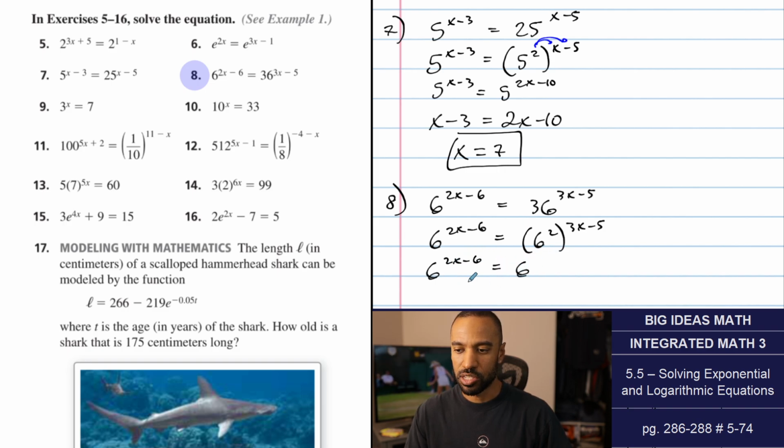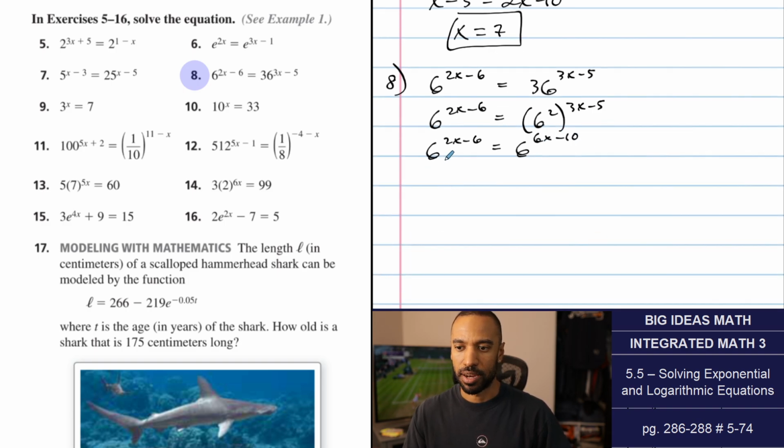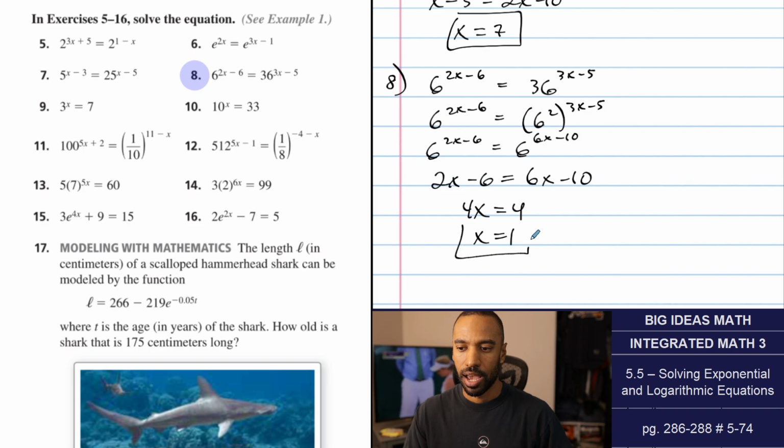To truly match the bases, 6 to this power, 6 to that power. 2 times 3x is 6x, 2 times -5 is -10. So we're going to set 2x minus 6 equal to 6x minus 10 now that the bases match. Subtract 2x from both sides, add 10 to both sides. We get 4x equals 4, and x equals 1.